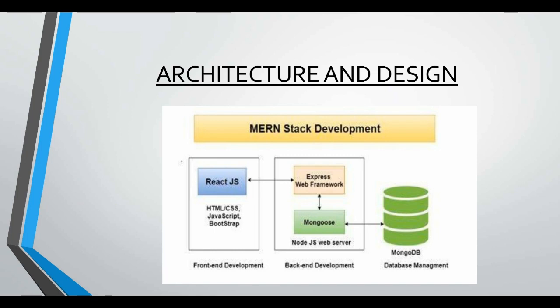Architecture and design. As we have seen, the front end consists of the user interface implemented using HTML, CSS, JavaScript, React.js, and the backend consists of the server and MongoDB. The communication between the request and response of the backend and frontend is done using Express.js, which is the framework of Node.js. And for storing the data, MongoDB database management is used. In this way, the architecture of the MERN stack works.